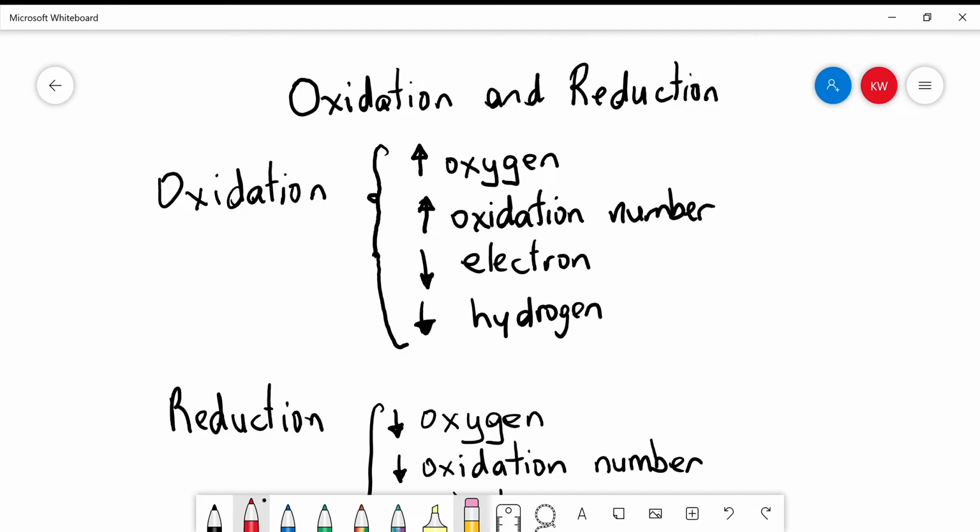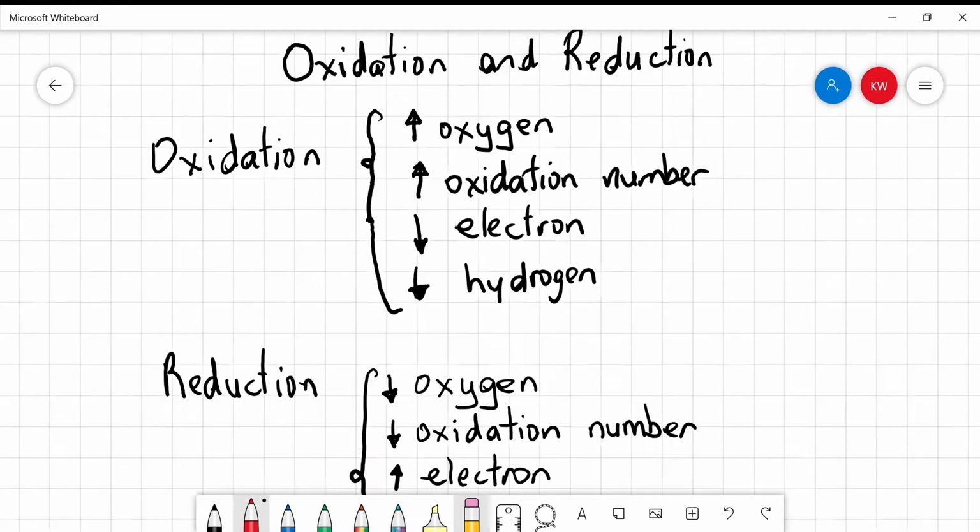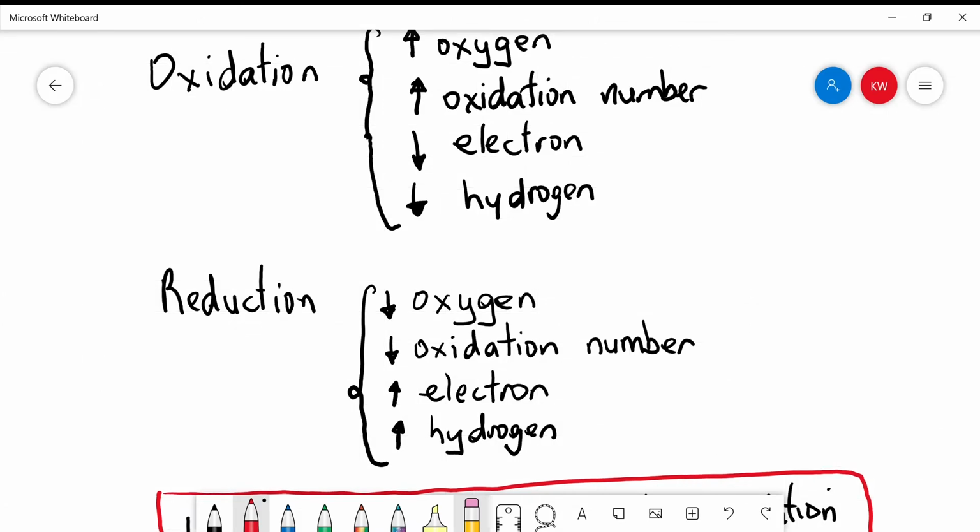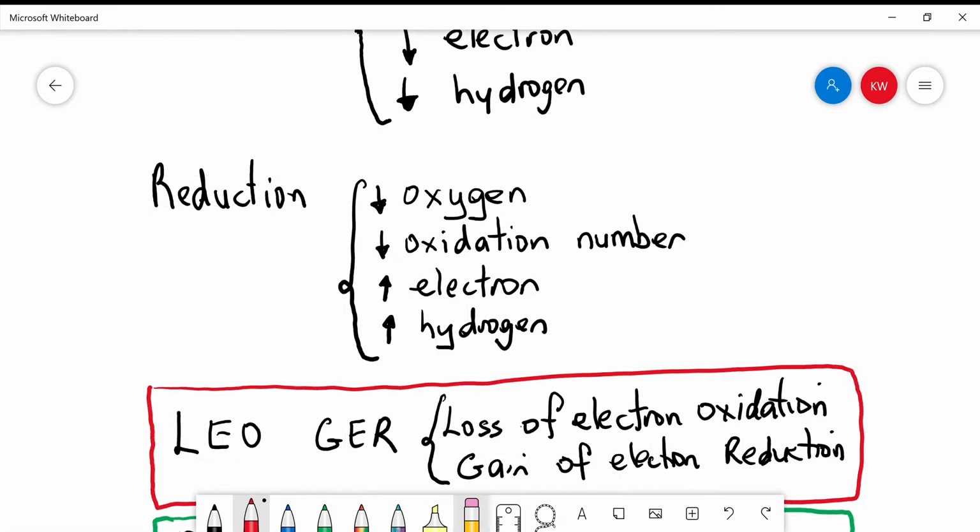Yesterday we looked at oxidation and reduction, and we're going to continue with that. We realized that we could define oxidation in terms of four different categories. Oxidation involves an increase in oxygen, an increase in oxidation number, a decrease in electrons, and a decrease in the number of hydrogen. Of course, reduction is going to be the opposite. Reduction involves a loss of oxygen, a loss in oxidation number, an increase in electrons, and an increase in hydrogen.